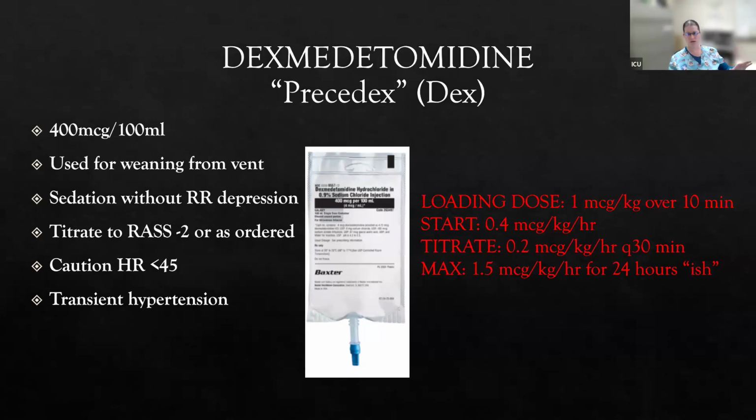say they're on propofol or fentanyl or something, and we wean off the propofol, we wean down the fentanyl, we start the Precedex, we wean them off the vent so they can still be on the Precedex when they're extubated. And then within the 24-hour period, we wean them off the Precedex, they're good to go. That's the general idea.